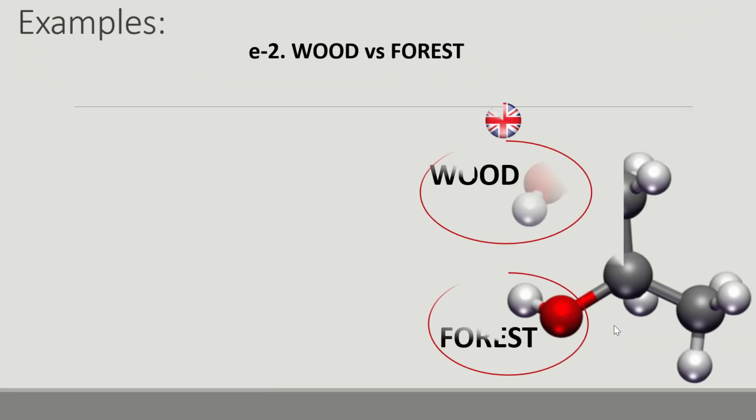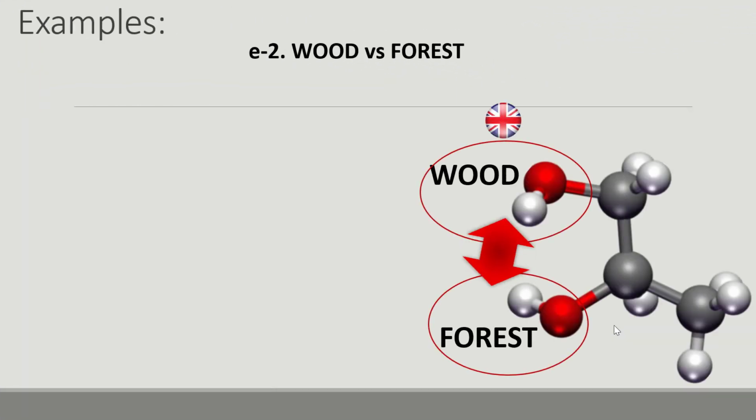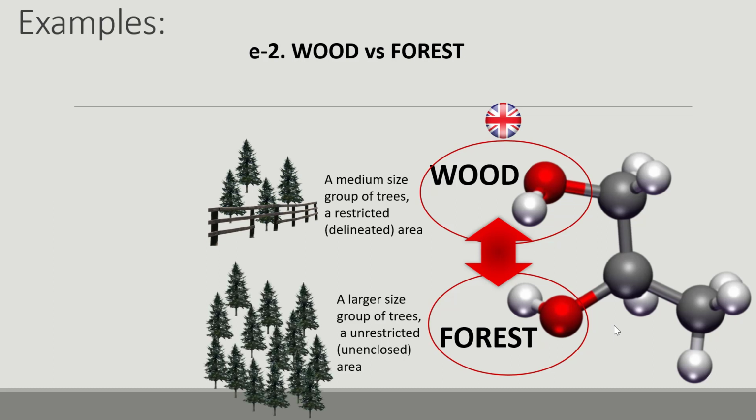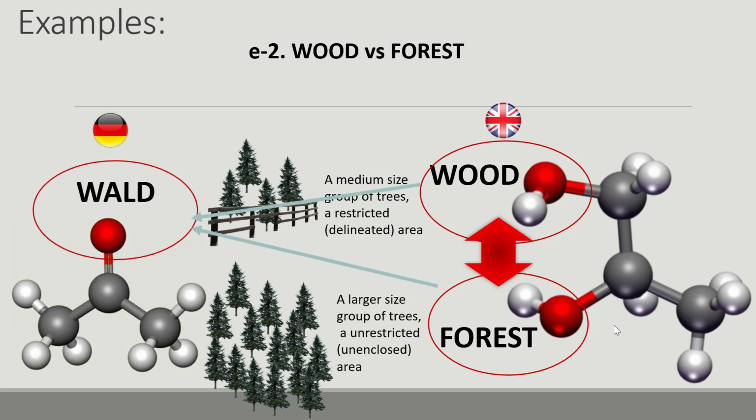Similarly, there are two words in English, wood and forest. The first means a medium-sized group of trees in a restricted area. The second refers to a large group of trees in an unrestricted area. However, this opposition is irrelevant in German, which has only one word, Wald, for both categories.